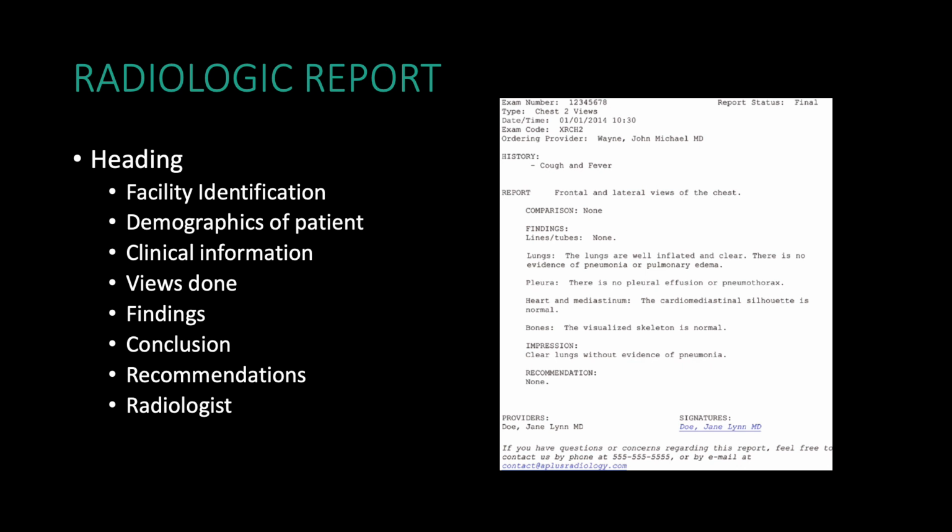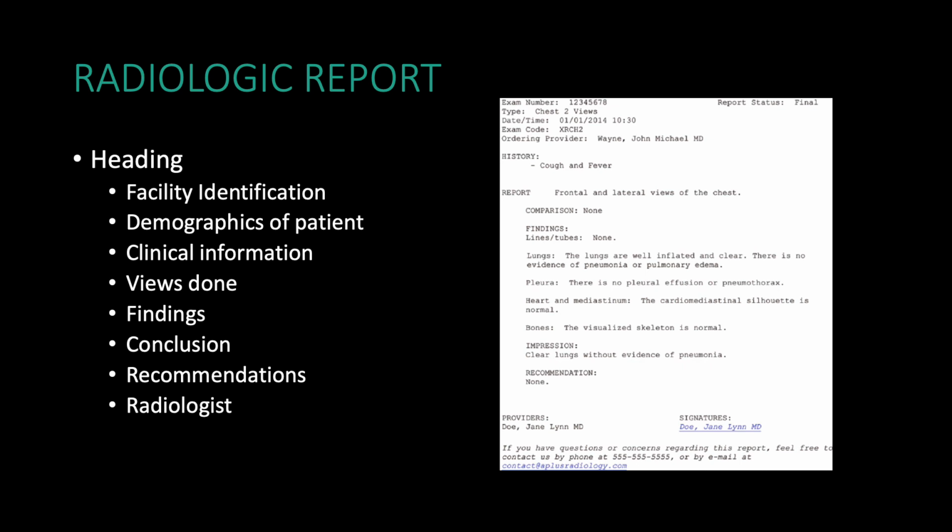Typically we refer people for imaging based on a history or to rule out something. In this case, the patient had a cough and fever, so we wanted to get an image for that. It tells you that they got a front and lateral view of the chest. There's nothing to compare it to, like a previous study. There's no lines or tubes. Lungs tells you well inflated and clear. No evidence of pneumonia or pulmonary edema. There is no pleural effusion or pneumothorax.